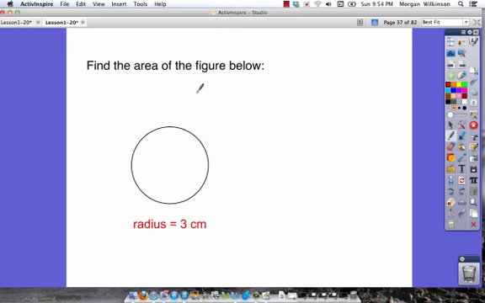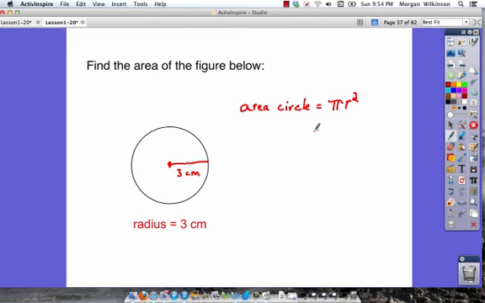Okay, let's look at a circle. If we want to find the area of the circle below, what we know is that the radius is 3 centimeters. Remember, the radius is the distance from the center to the outside of the circle, so this is 3 centimeters. If we want to find the area of this, we know the area of a circle is going to be equal to pi times the radius, r, squared. Okay, pi times the radius squared.